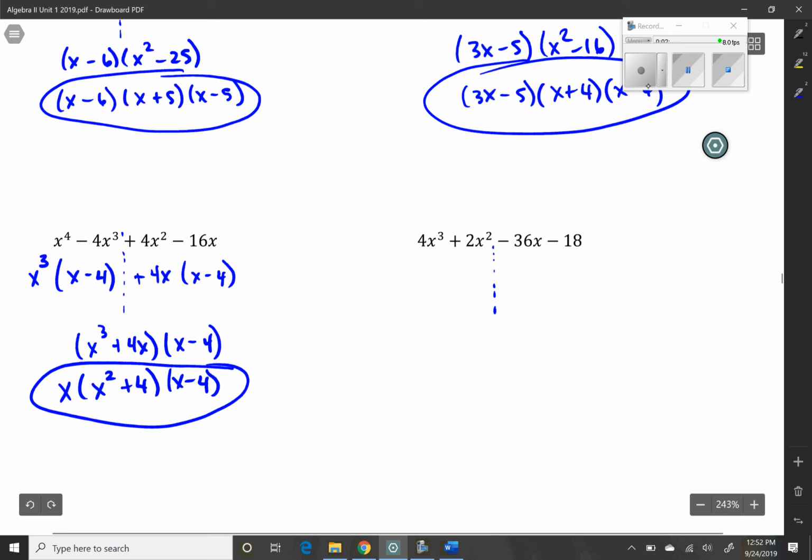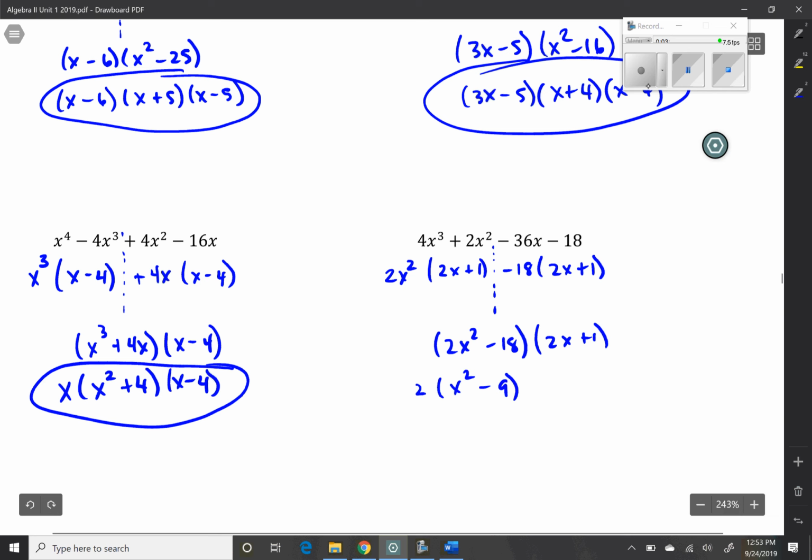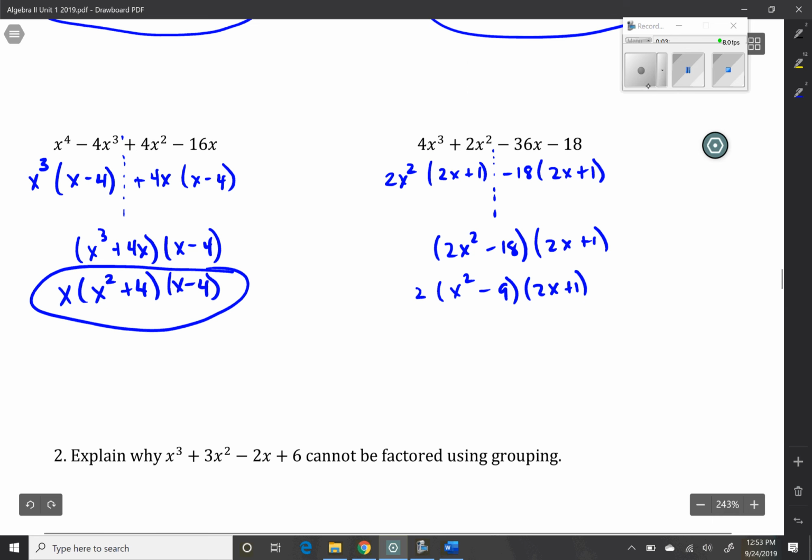Moving right along. See, 2x squared is my GCF there, leaving me with 2x plus 1, negative 18, leaving me with 2x plus 1. So we wind up having 2x squared minus 18, which has a GCF, which we'll have to take care of, right? So we have a 2, leaving me with x squared minus 9, right? Look for GCFs first. That's our order, right? And we can still do difference of 2 squares, so we can factor yet one more time.